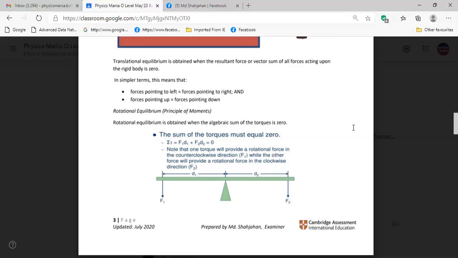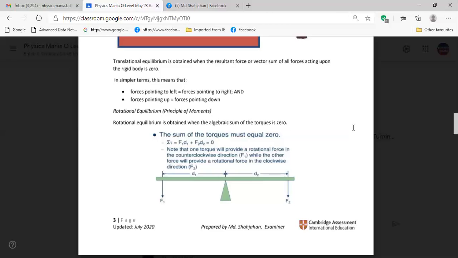Okay, sir. Then you see it's written there: the sum of the torques must equal zero. That means we have torque in the diagram below. We have torque on the left side and also on the right side. The right side one is clockwise and the left side one is anti-clockwise. If the clockwise and anti-clockwise moments are equal, then we see the object is in equilibrium. And this equilibrium is called rotational equilibrium, because it's related to turning effect.